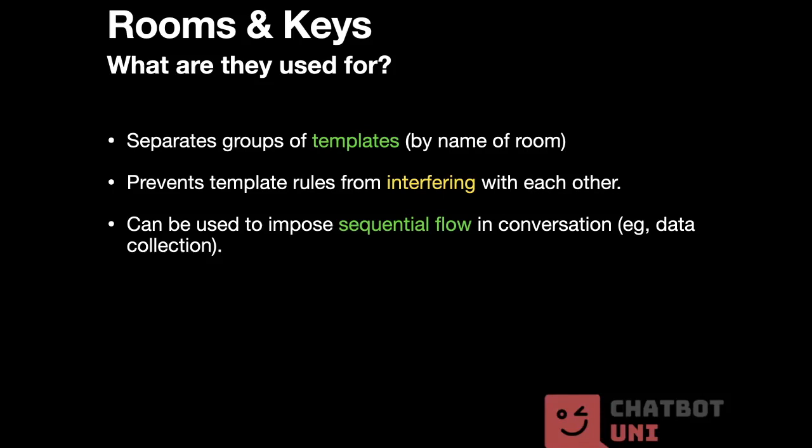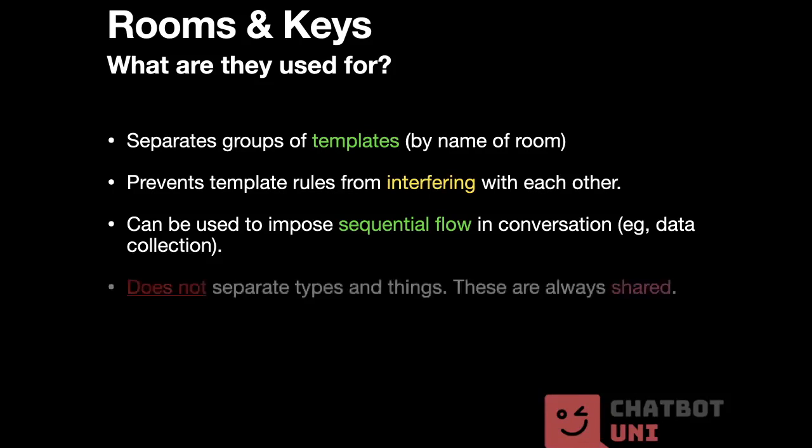Instead, the model for programming with template matching is something called a state machine. So you go from one state to another state, right? And the state transitions are managed through the templates. Okay, so imposing this kind of sequential flow in the chatbot itself is tricky, but it can be done with rooms and keys. And this is really what oftentimes people use them for.